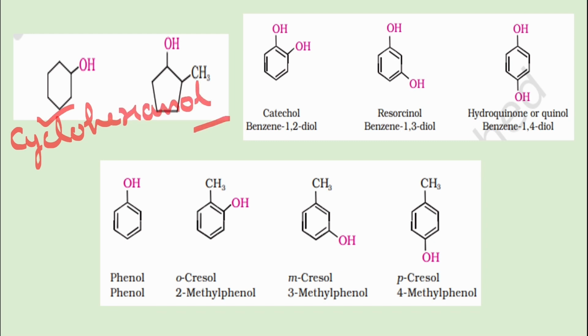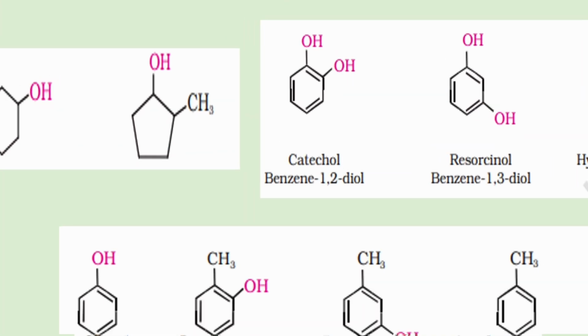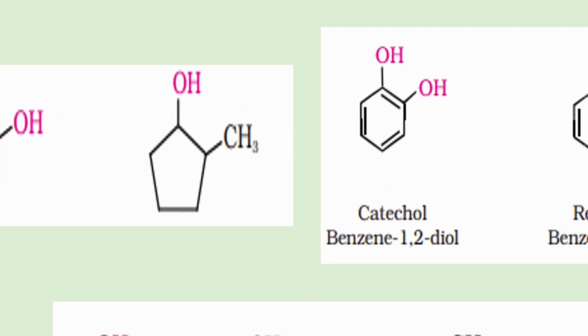It has to be a single word. Next, this one. You have a 5 carbon ring, so cyclopentane clearly. There is OH, so cyclopentanol. And OH has more priority. This is the functional group.